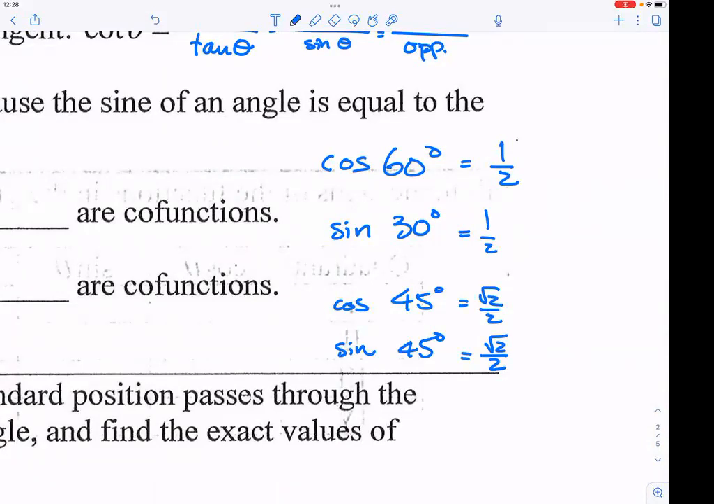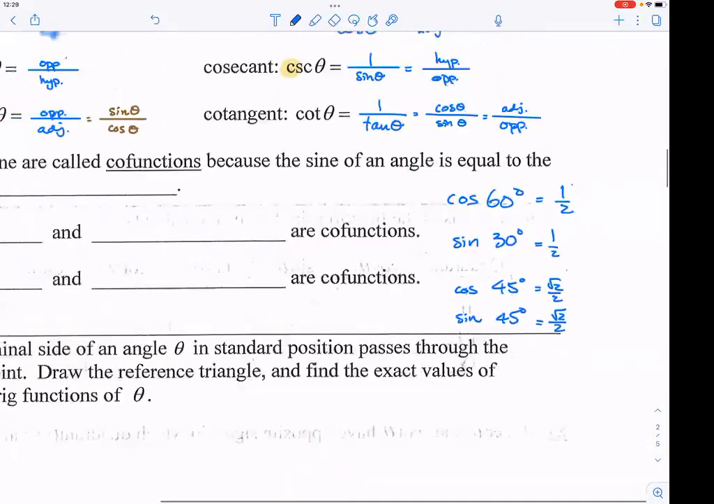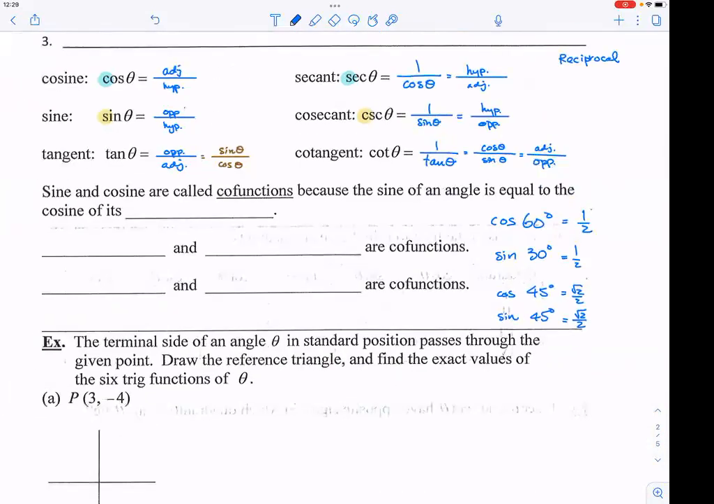You switch the trig function and you get the complement angle, and somehow the value will be the same. And this is exactly the meaning of cofunctions: the sine of an angle is equal to the cosine of its complement angle. And what's the meaning of complementary angles? They add up to 90 degrees, or pi over 2.